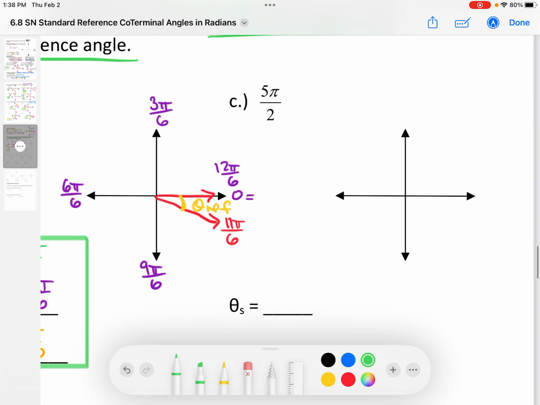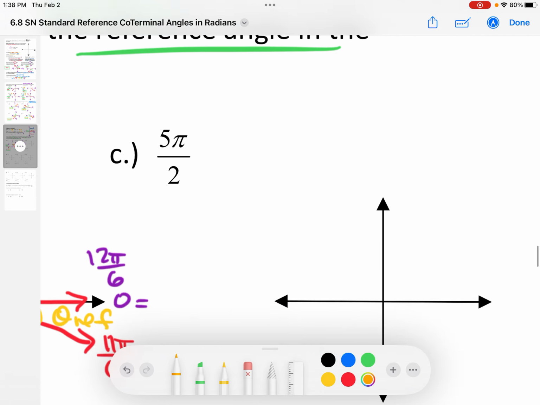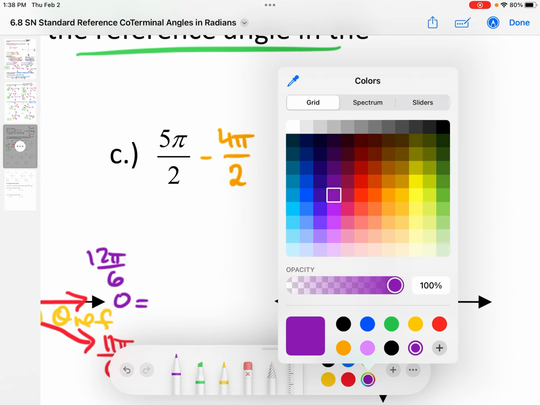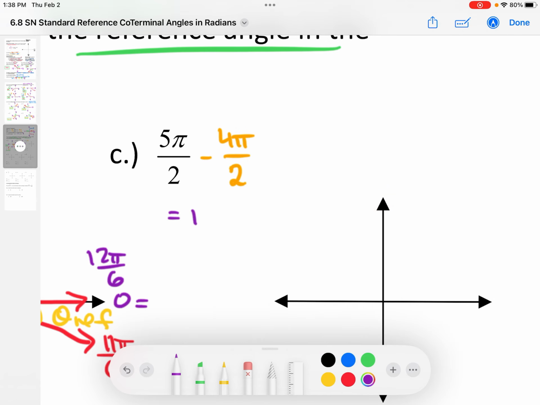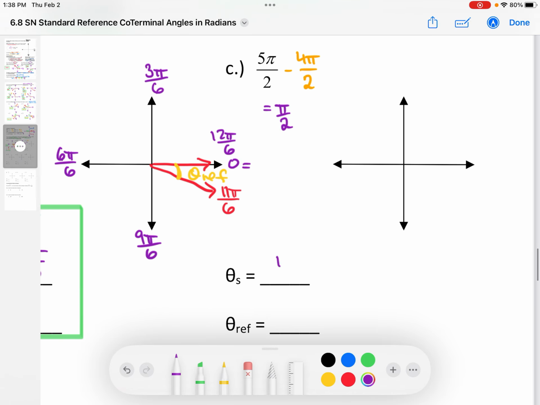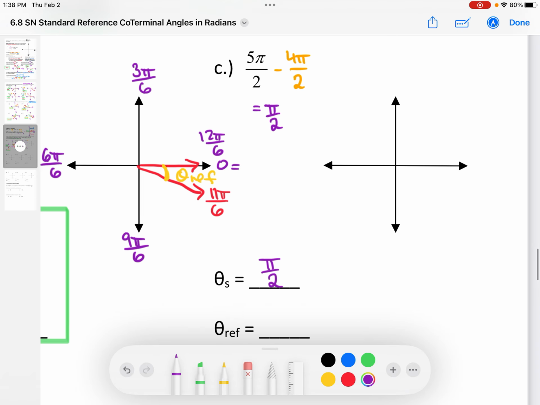So let's take a look at C. 5 pi over 2. 5 over 2 is bigger than 2, so we will need to subtract the equivalent of 2 pi. We need to use the denominator of 2, so that will be 4 pi over 2, because that reduces to 2 pi. So this angle is coterminal to pi over 2. Okay, pi over 2 is going to be that standard angle between 0 and 2 pi.